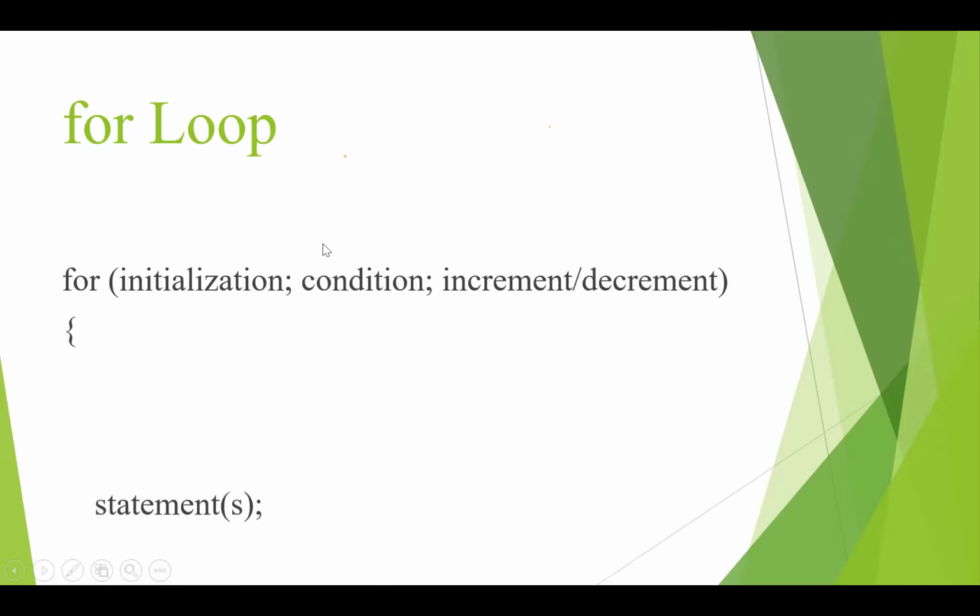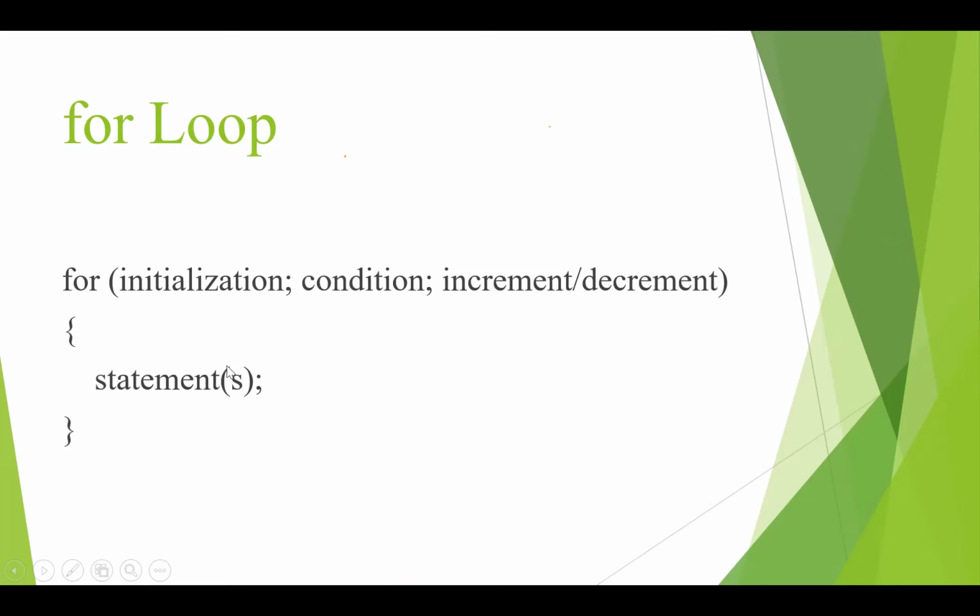Here, the following statements ought to be there. If the condition is true, then the following statements ought to be executed. Until the condition becomes false, the statements ought to be executed a number of times. Okay, so this is the for loop.